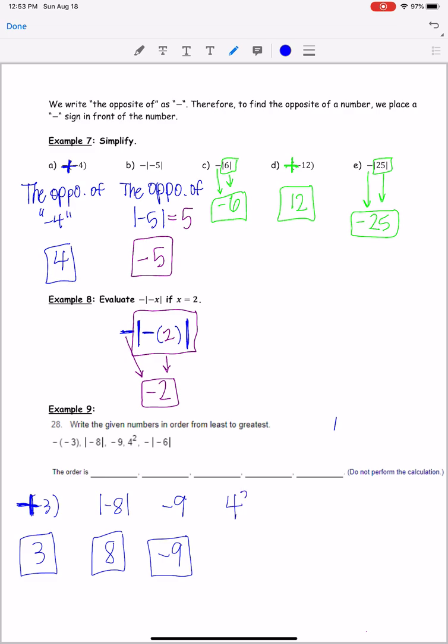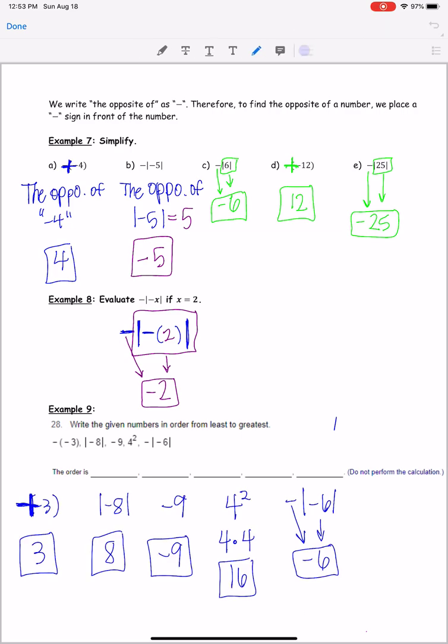We have a 4 squared. 4 squared means 4 times 4, and 4 times 4 is 16. And then lastly, we have the negative absolute value of -6. So the absolute value of -6 is +6, but then take that negative, carry it down, so we get -6. Okay, so these are my 5 numbers and what they simplify to. So now put them in from least to greatest, but it needs to be in their original form.